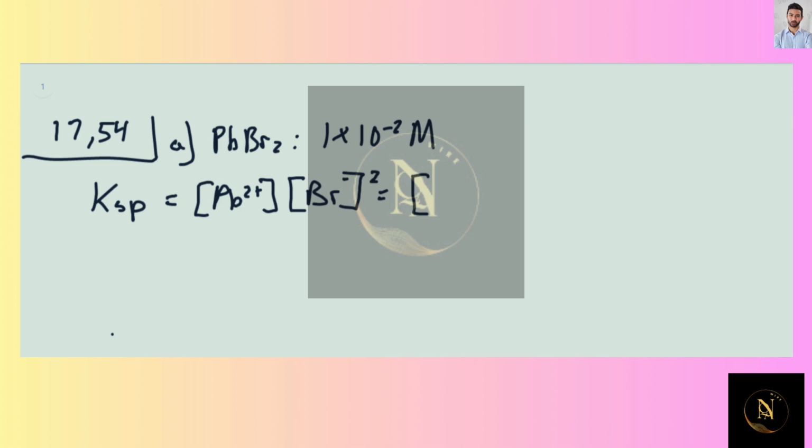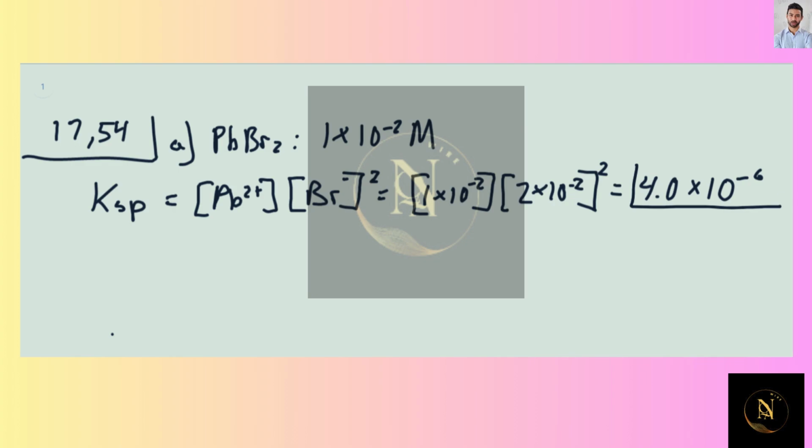And so the concentration of lead, if we have a saturated solution, or based on the molar solubility, is 1 times 10 to the minus 2. And the concentration of bromine would be 2 times that because of the stoichiometry of the compound. And we square that value. And that gives us a value of 4.0 times 10 to the minus 6 as our KSP value for lead bromide.